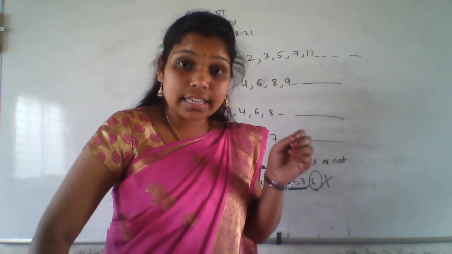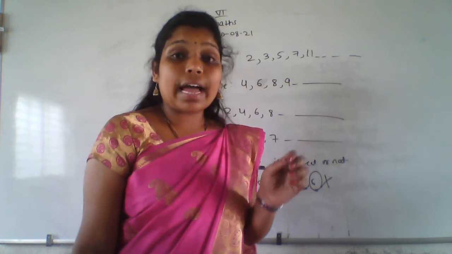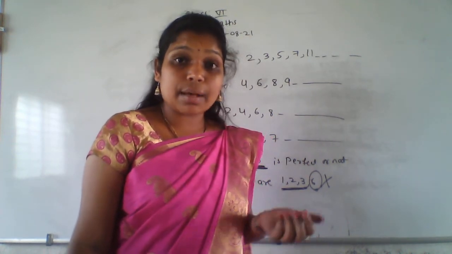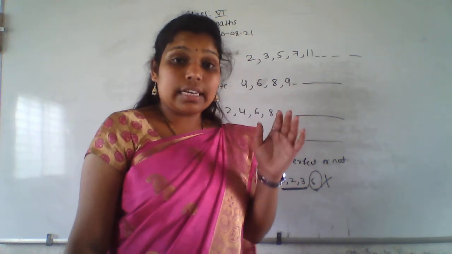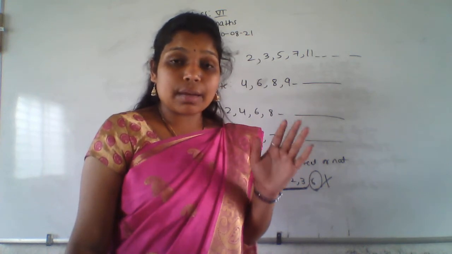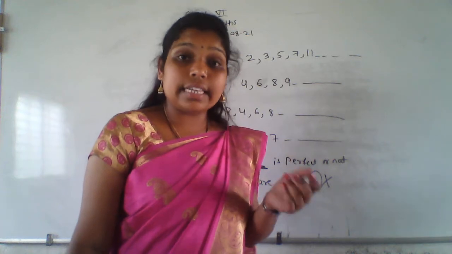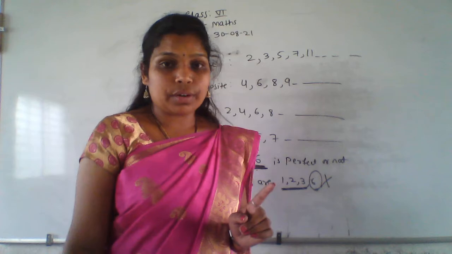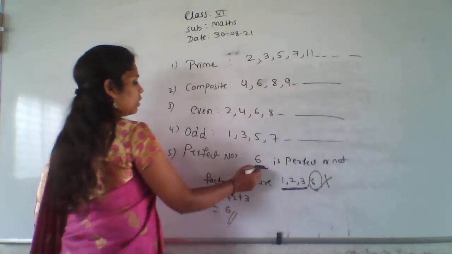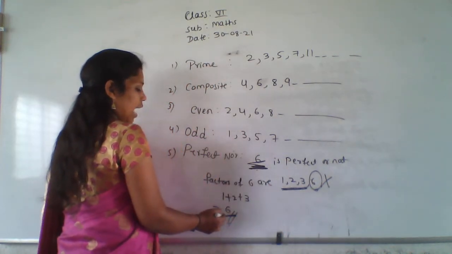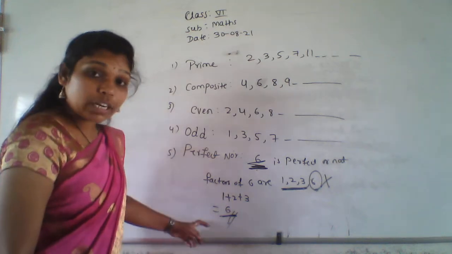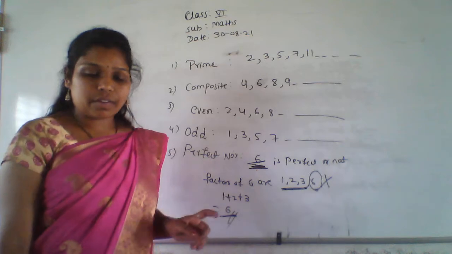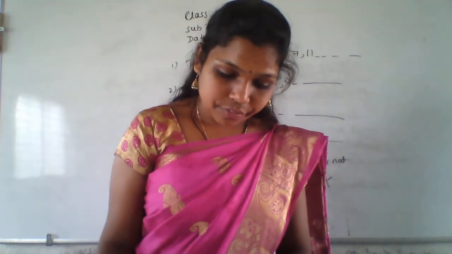So if A is a number, then the sum of the factors of A other than itself is called the perfect number. The number is 6 and we are getting the answer also as 6. Then only we can say it is a perfect number. Otherwise, it is not a perfect number. That is the definition of the perfect number.